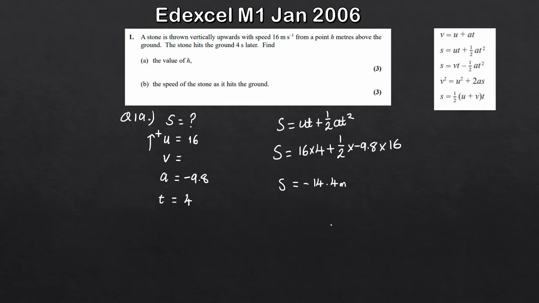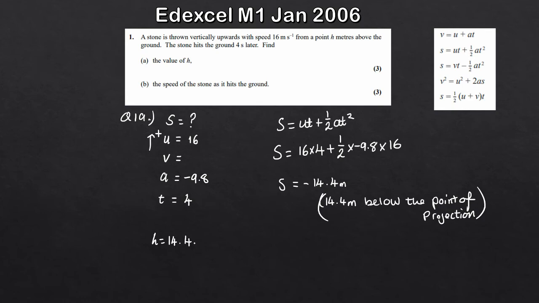So what does that actually mean? Well, that's 14.4 meters below the point of projection. Okay. So when I actually write my answer here, h will be positive. It'll be 14.4 there. Okay. So that's part A done.